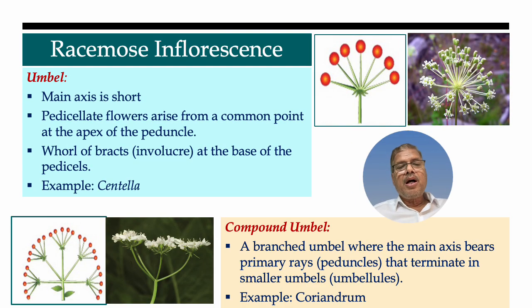In umbel, the main axis is shortened and all the pedicellate flowers arise from a common point at the apex of the peduncle, resembling an umbrella. Often there is a whorl of bracts or the involucre at the base of the pedicels. Example is Centella. A compound umbel is a branched umbel where the main axis bears primary rays or peduncles that terminate in smaller umbels or umbellules. Example is Coriandrum.